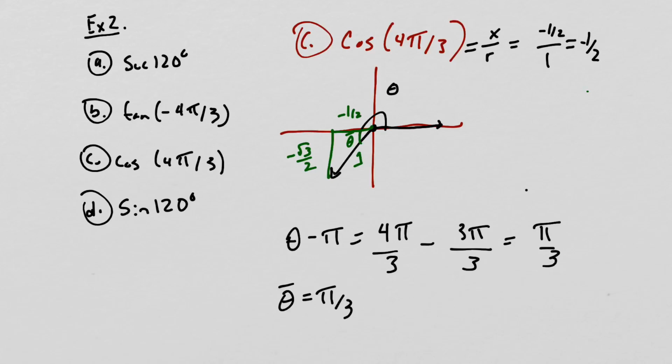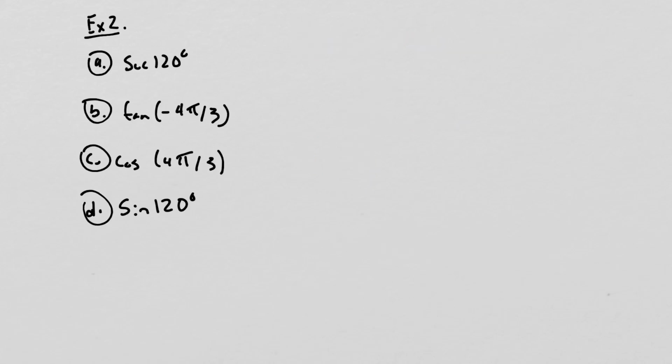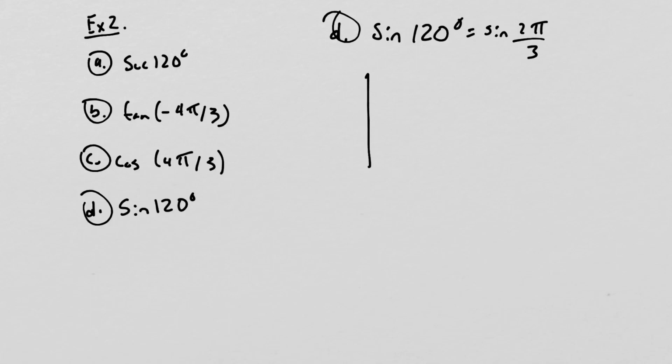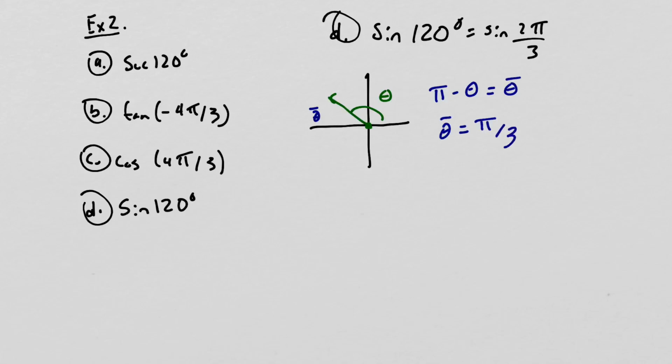Let's look at part D now. We're now looking for sine evaluated at 120 degrees. And we saw in the first step that 120 degrees is equal to 2 pi divided by 3 radians. So this is going to be sine evaluated at 2 pi divided by 3. Drawing this angle, we see that this lies in the second quadrant here. Here's our theta. And again, theta bar can be found by subtracting theta from pi. So pi minus theta is equal to theta bar in this picture, which means theta bar is going to be pi divided by 3.